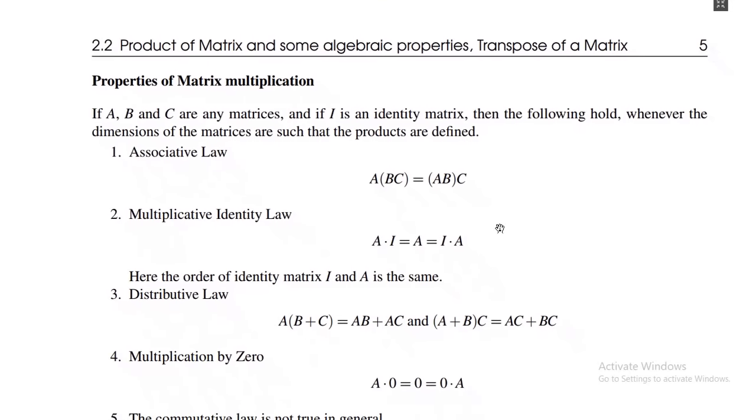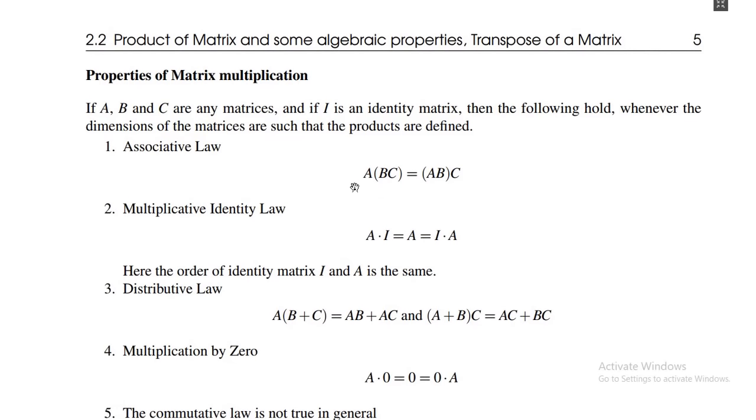Another, what are the properties of matrix multiplication? If A, B, and C are matrices, and I is the identity matrix, then the following hold, whenever the dimensions of the matrices are such that the products are defined. We have the associative law, that means (A times B) times C is the same as A times (B times C). And the multiplicative identity, that means A times I equals A equals I times A, where I is the identity matrix.